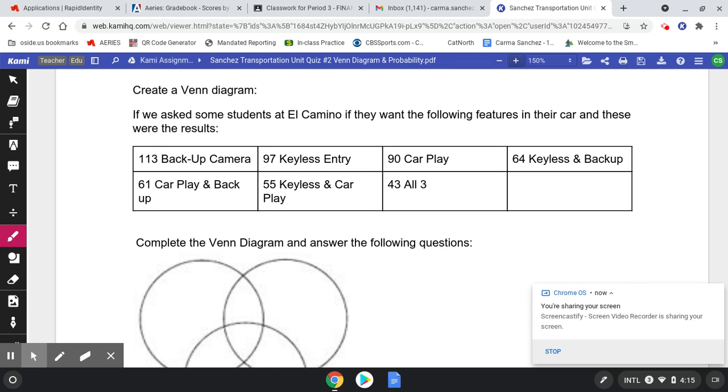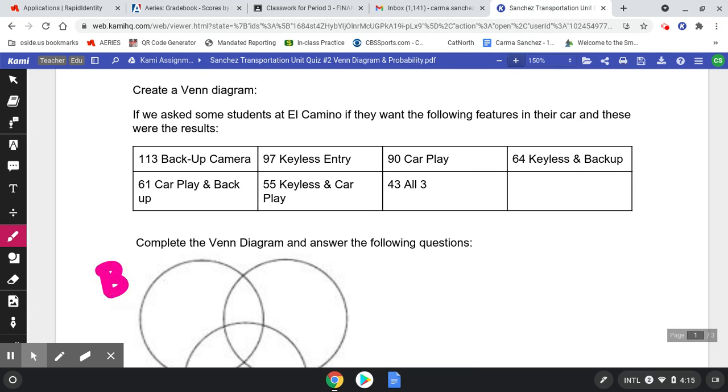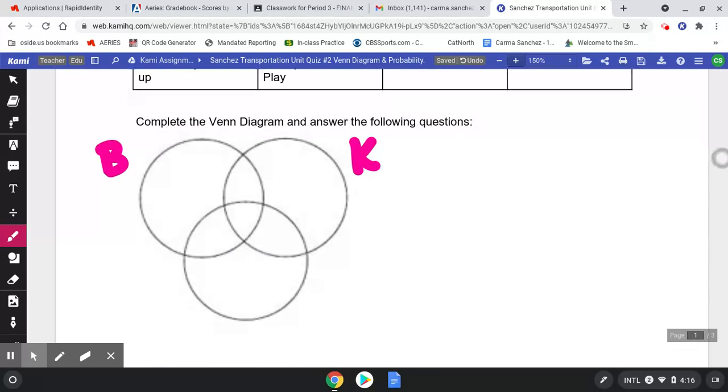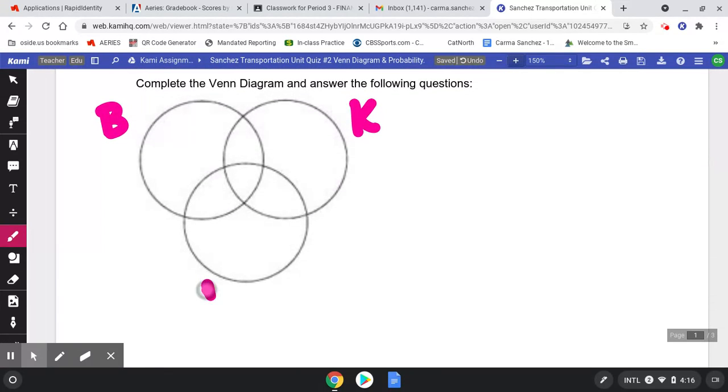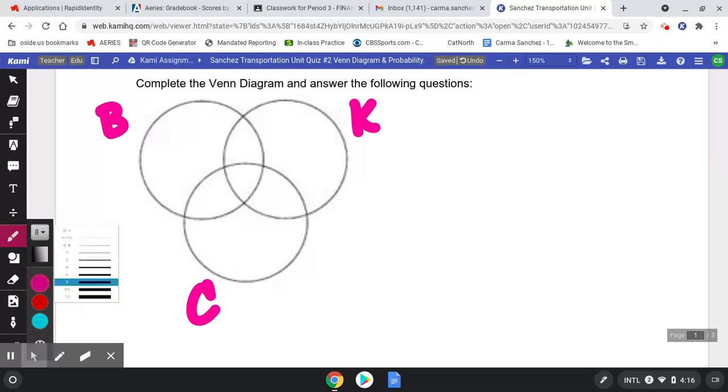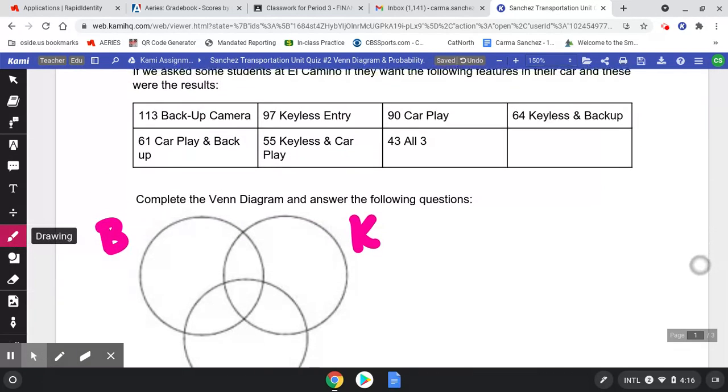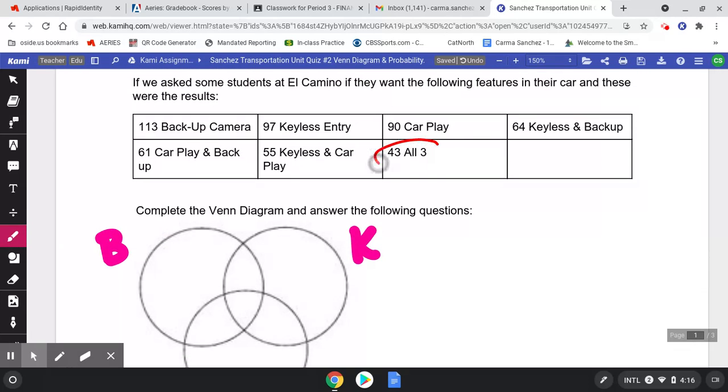Okay, so if we're working on a Venn diagram here, I've given you the three circles. We're going to go ahead and name these as B for backup cam, K for keyless entry, and C for CarPlay. When we're building these, we're going to build from the inside out. So for example, we're going to start with the 43 that chose all three of the features for the car.